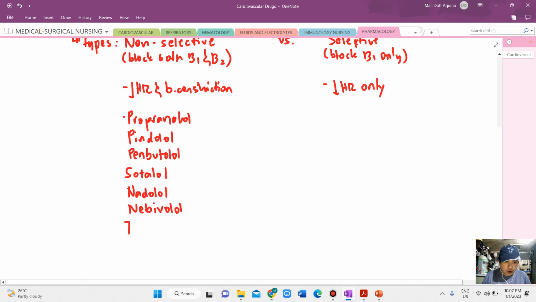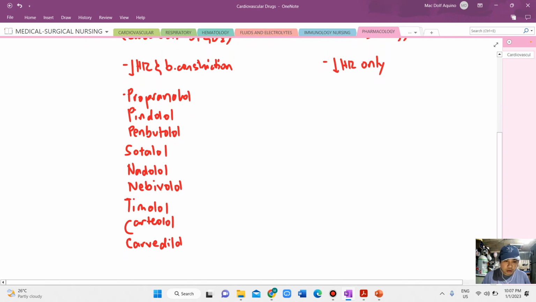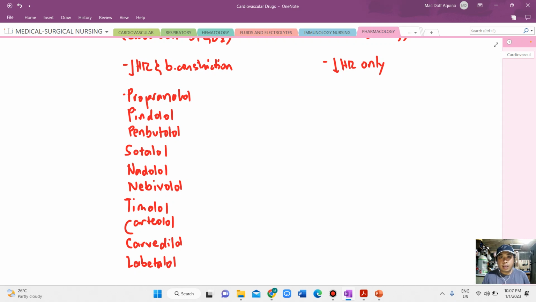Next, we have your timolol. We have your carteolol. We have your carvedilol, of course. And of course, last but not the least, we have your labetalol. So these are your non-selective beta blockers.